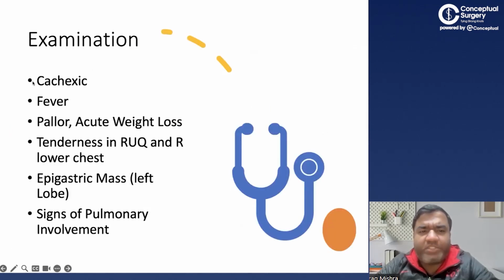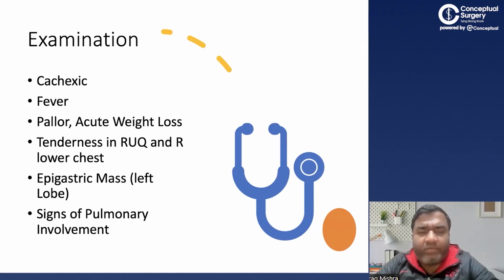On examination, the patient generally is cachexic because of the disease and because of the eating habits. We have to understand that Entamoeba histolytica is more common in people who have poor food hygiene or poor food habits. Also, if there is a background liver involvement or liver damage because of alcohol or otherwise, then there are more chances of them getting liver disease. So generally, the patient will be cachexic, thin-built, with poor nutrition.